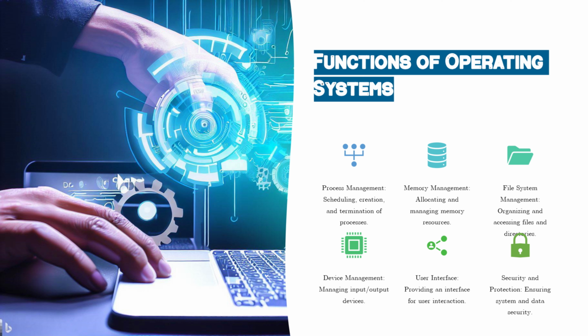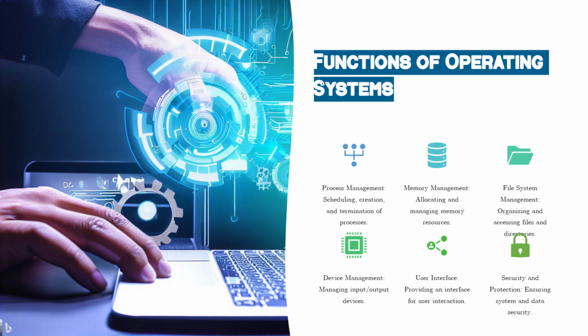Another crucial function is memory management, where the operating system is responsible for allocating and managing memory resources. It keeps track of available memory and assigns portions to running processes, optimizing memory usage and preventing conflicts. The operating system also manages the file system, which involves organizing and accessing files and directories. It provides an interface for creating, modifying, and deleting files, as well as for navigating and searching the file system.